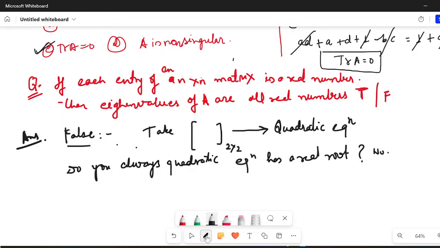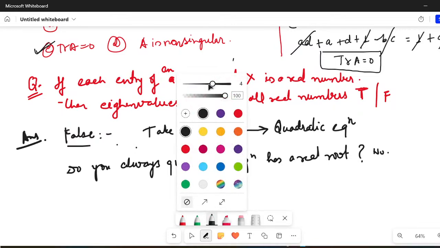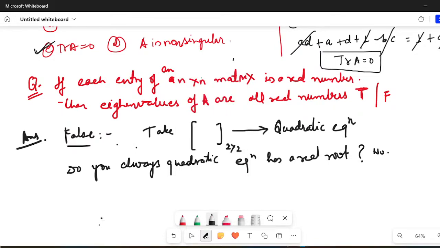if all the elements of a matrix are real, then the eigenvalues are also real. No, that's not the case. Just take an example and you'll be able to understand what I want to say.